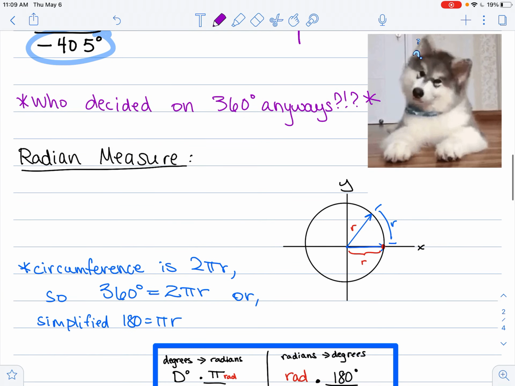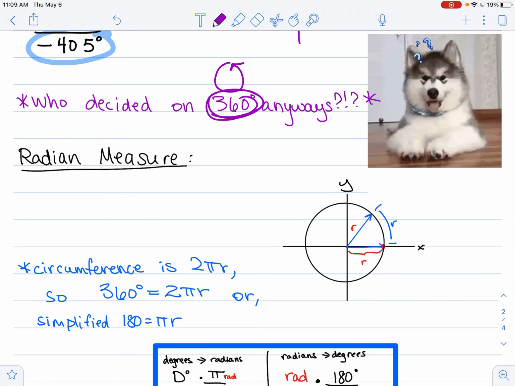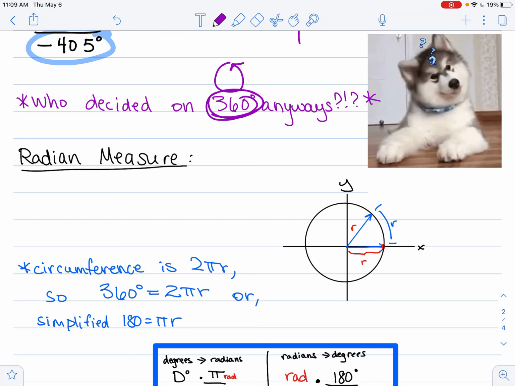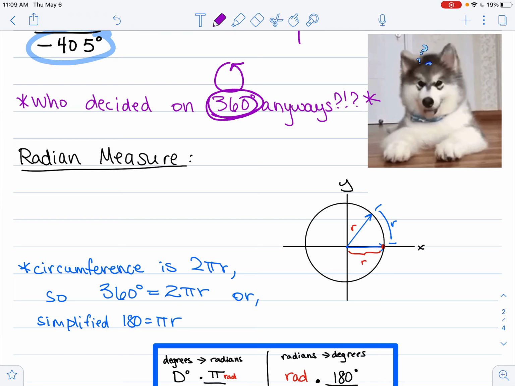So let's talk about these angles. So remember how we've always told you, yeah, these angles, that's how we measure them with degrees. And there's 360 degrees in a circle, right? Well, in a circle, why are there 360 degrees? Why didn't someone pick a number like 1,000 or 100? Like, what's the magic about 360?